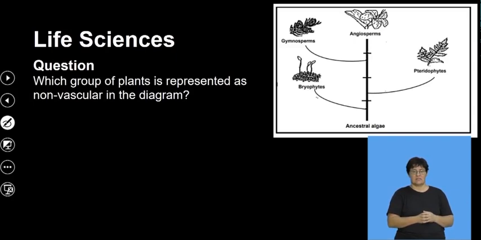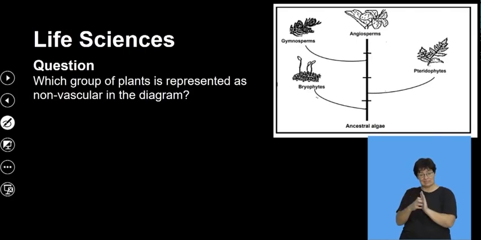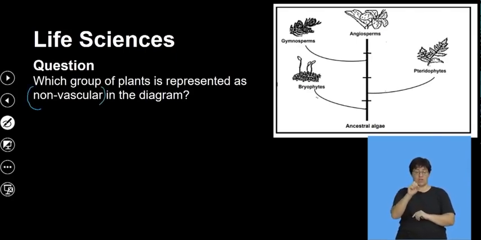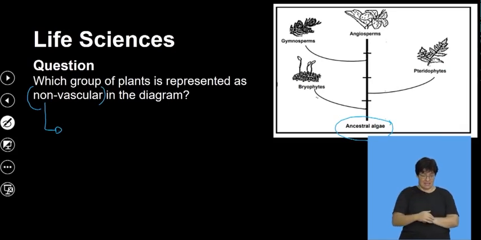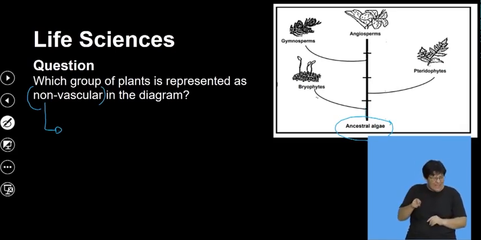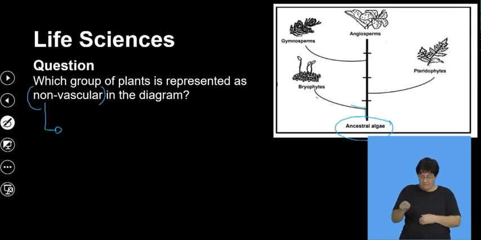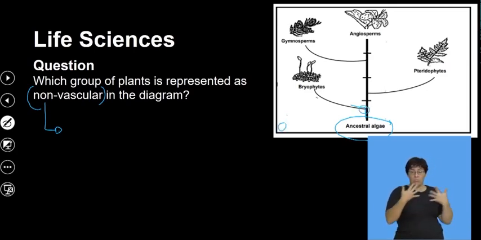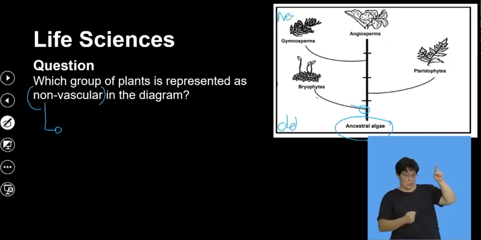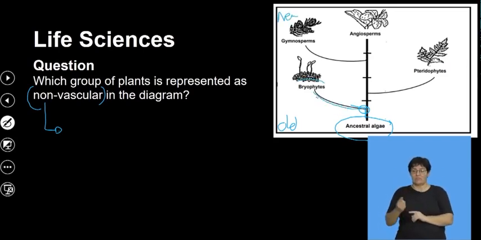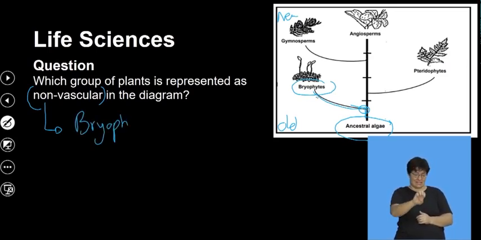Okay, so guys, it says here, which group of plants is represented by non-vascular? Right, so the only group that is non-vascular, if you have a look here, this is my ancestral algae. So the non-vascular group would be the very oldest plant group. So if I look here, which one is the oldest? Because this is old and this is new, right? What branches are first? There we go, my bryophytes. Okay, they're going to be the oldest.